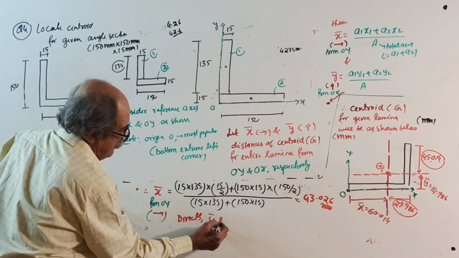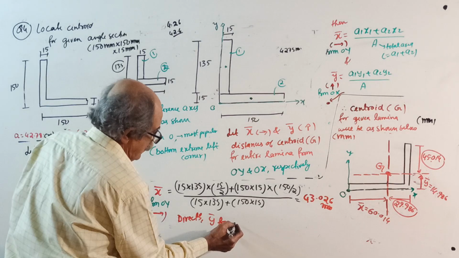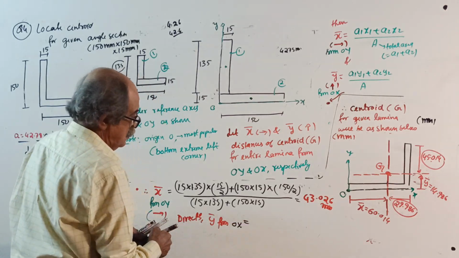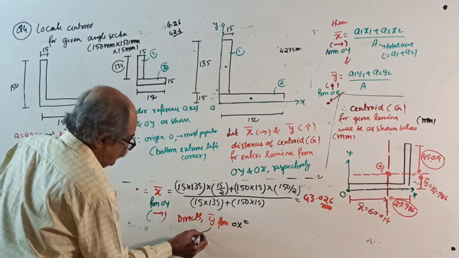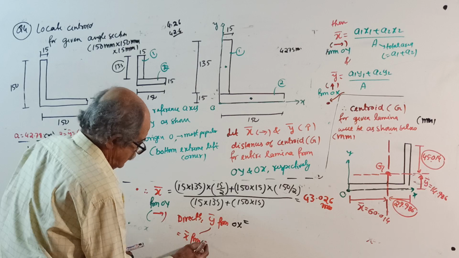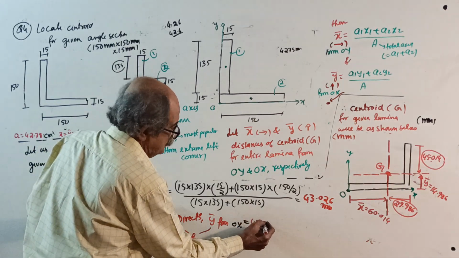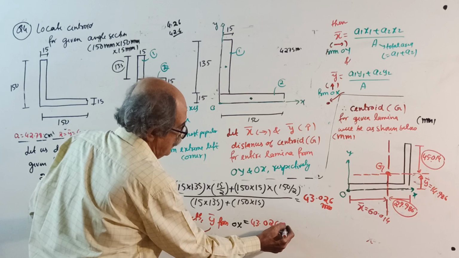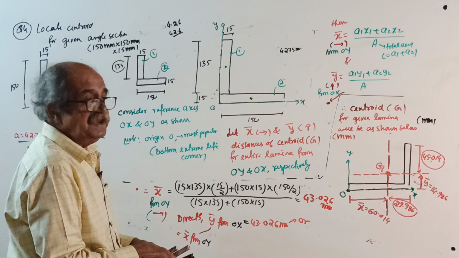Y bar from OX is equal to x bar from OY, which is equal to 43.026 millimeter. Okay.